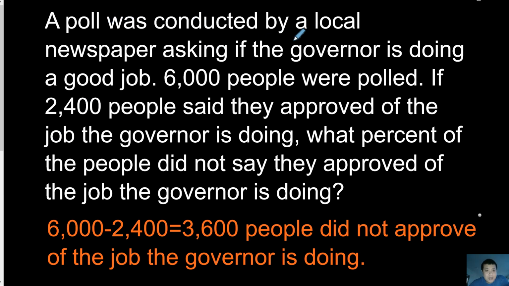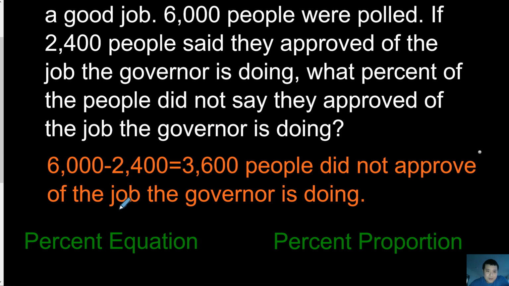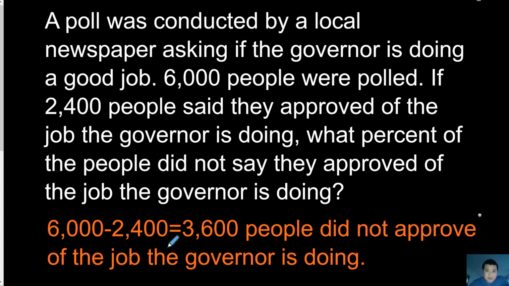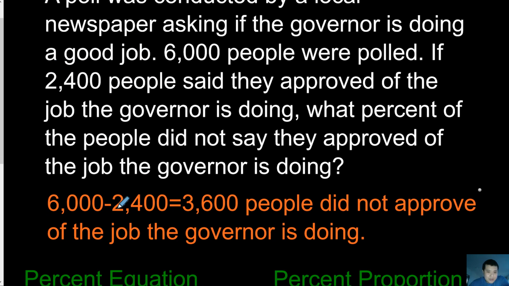A poll was conducted by a local newspaper asking if the governor is doing a good job. 6,000 people were polled. If 2,400 people said they approved of the job the governor was doing, what percent of the people did not say they approved of the job the governor is doing? And I meant to not include this right here, but let's go for it anyways. In order to figure out how many people did not say they approved of the governor's job, we have to find the difference between the people that were polled and the people that said they approved of the job. And when we do that, we go 6,000 minus 2,400, so 3,600 people did not approve of the job the governor was doing.